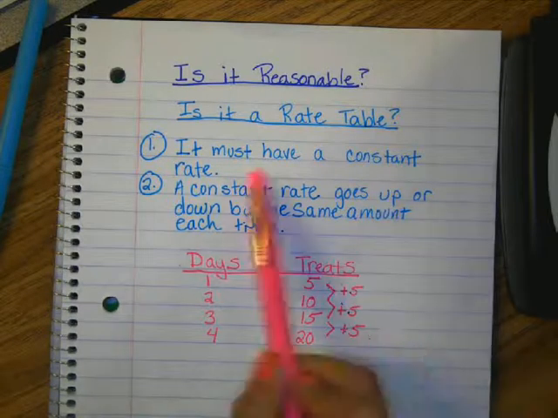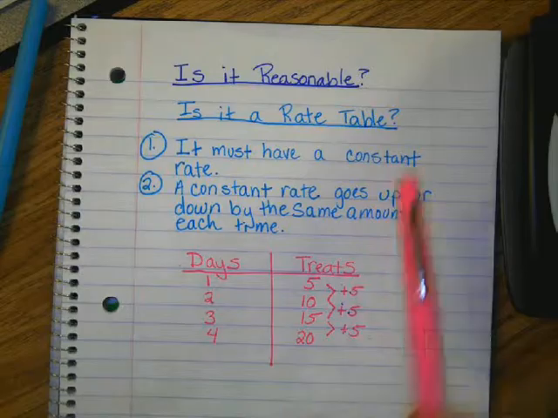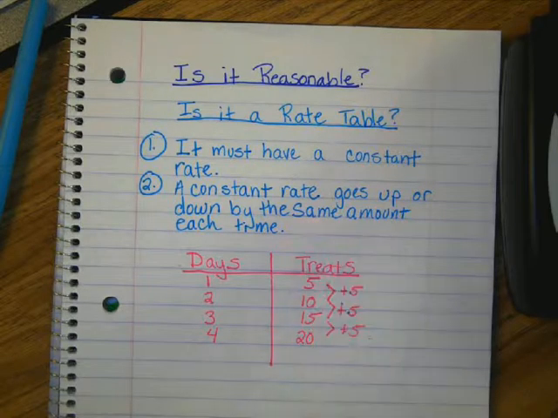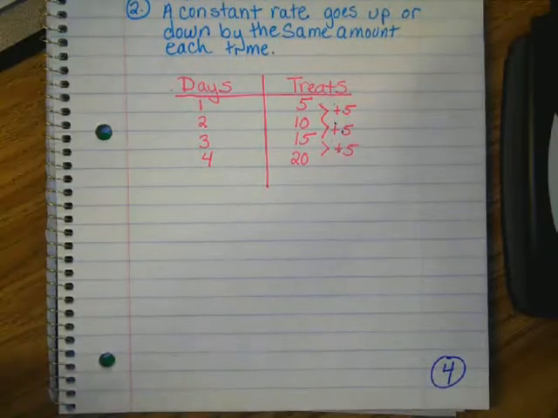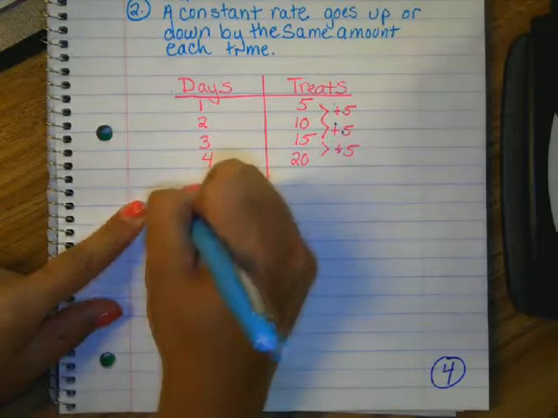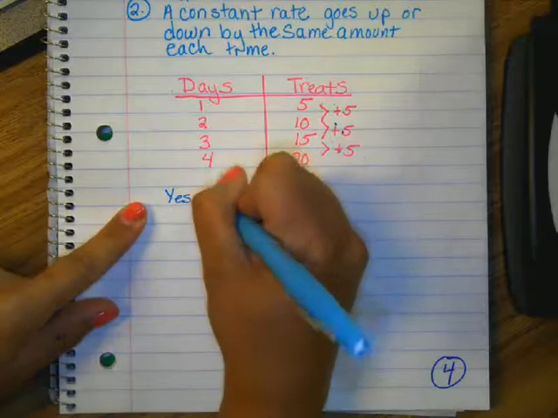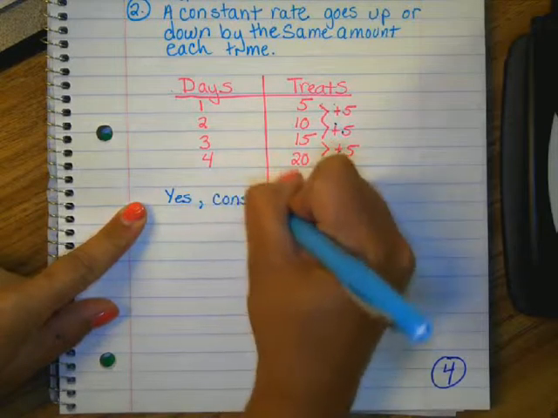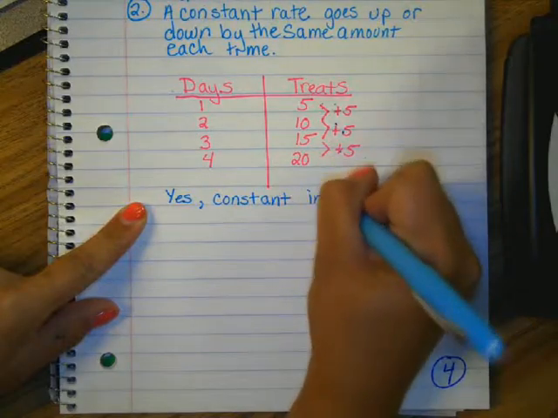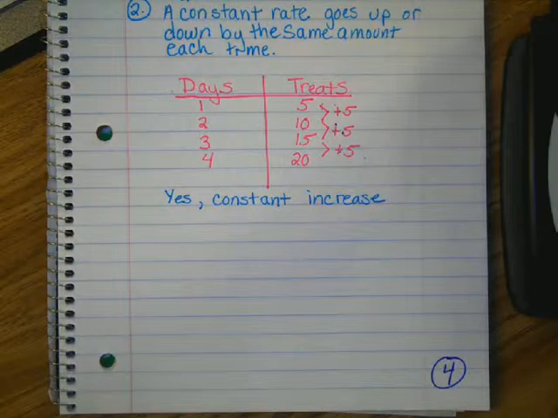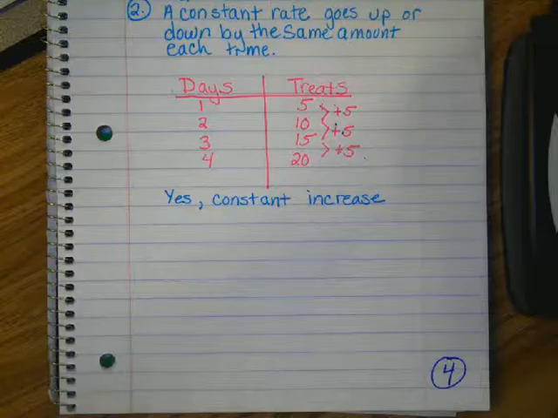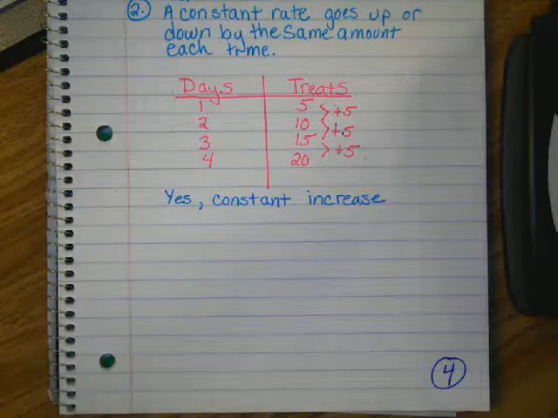So I'm asking myself, is this a rate table? Well, does it have a constant rate? Yes. And does it go up or down by the same amount each time? Yes. Okay. So what I want you to write underneath is yes, comma, constant increase. So it increases by that constant rate. We know it's a rate table.